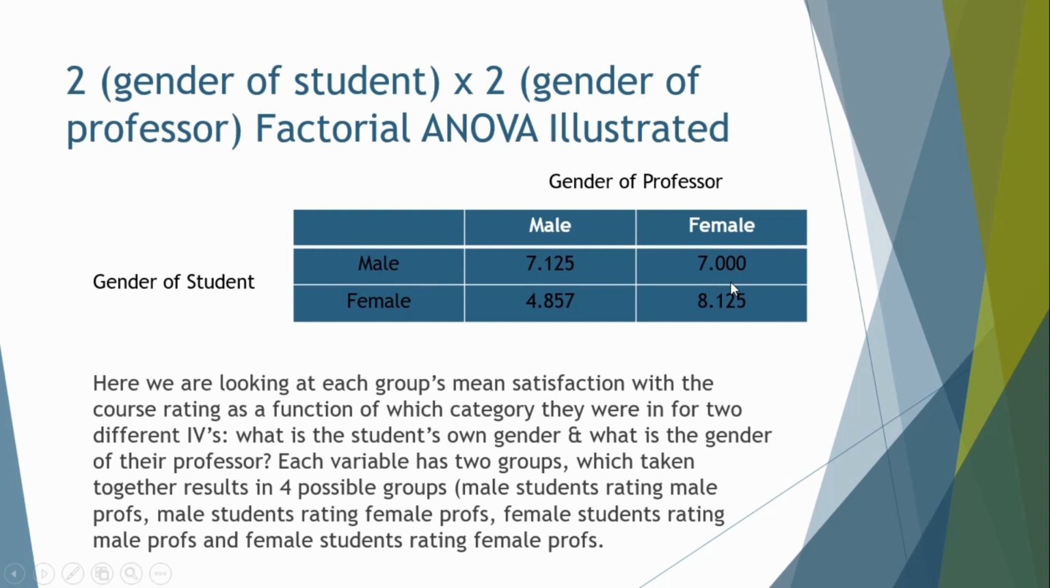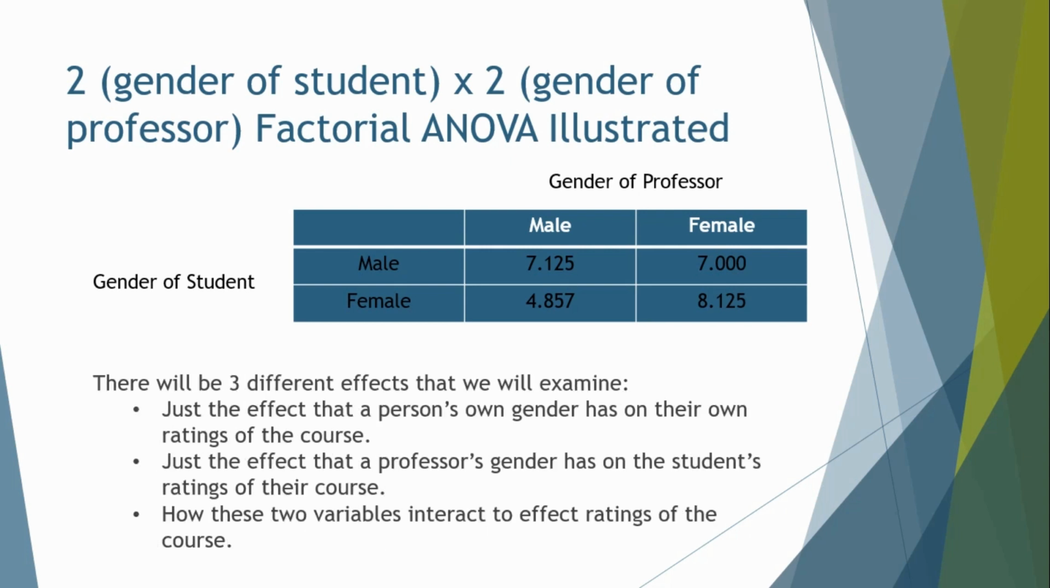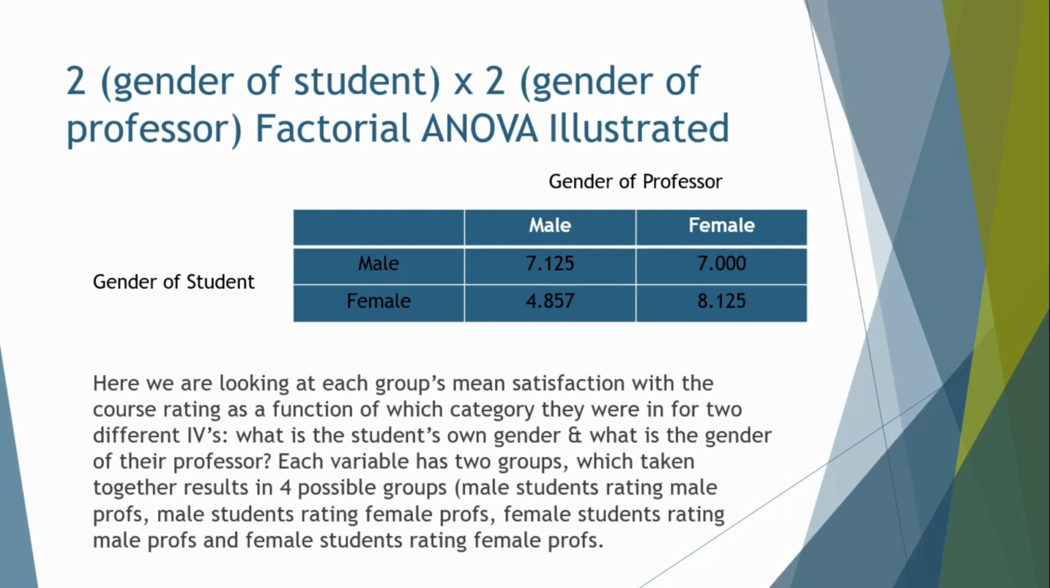So that's kind of why it's called a factorial ANOVA, because when you multiply 2 times 2, you end up with 4 groups, okay? And also, just so you know, factor is another word for independent variable, okay? So if you have 2 factors, that's 2 independent variables. We have 2 factors here that produce 4 groups.